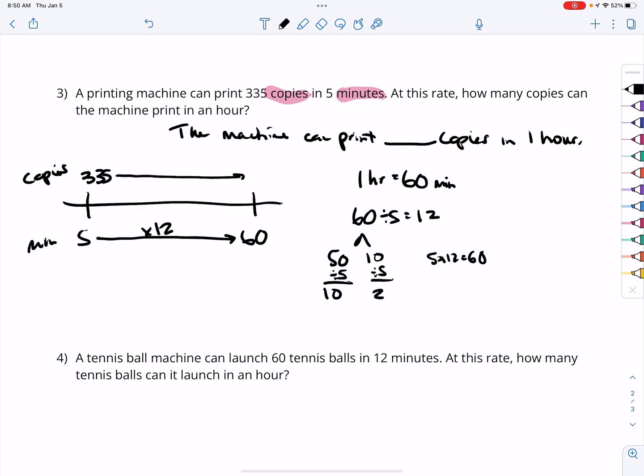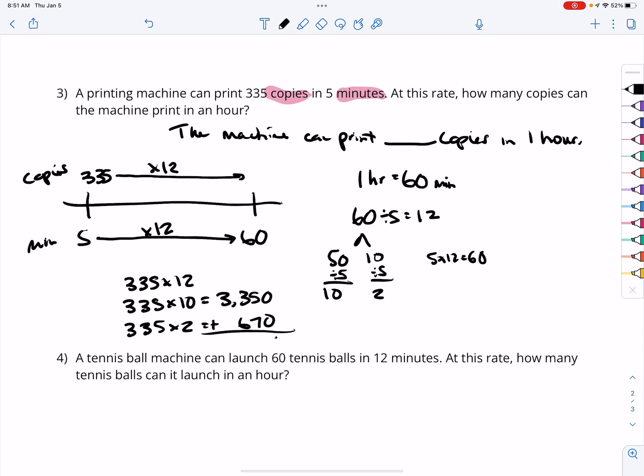So we need to do 335 times 12. And I know I'm going to do 335 times 12. That's the same as 335 times 10, which is easy peasy, and 335 times 2. So that's 3,350. And if I double this, I get 670. Now I just need to add those up.